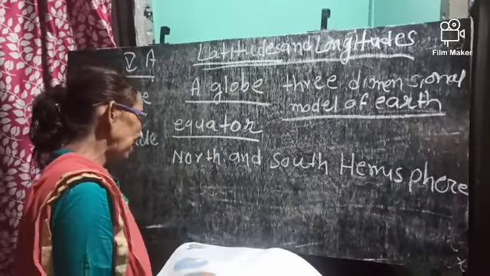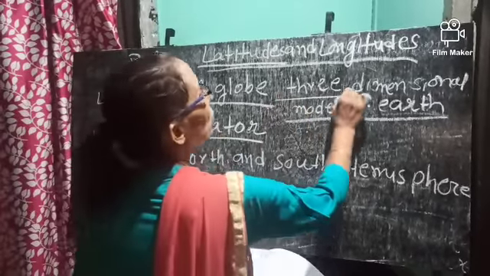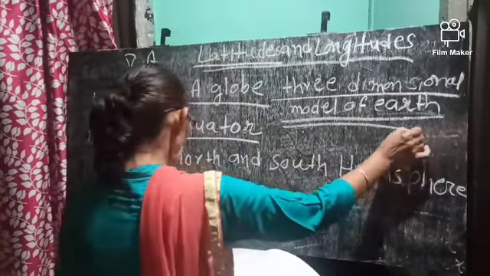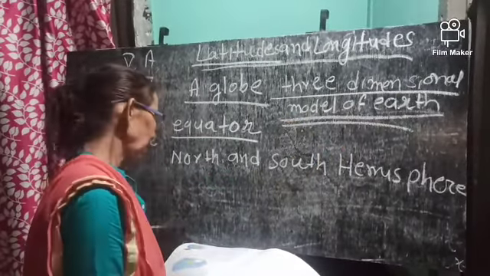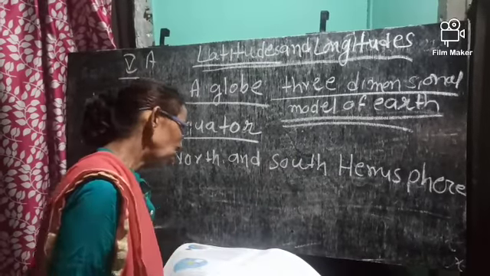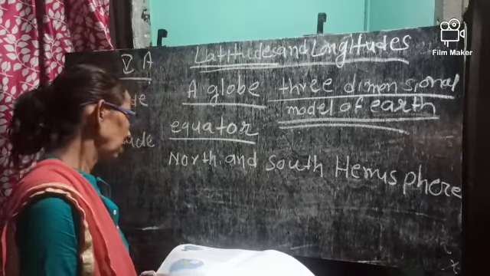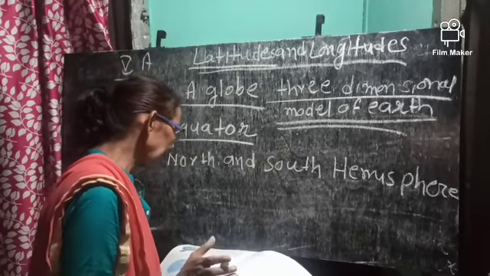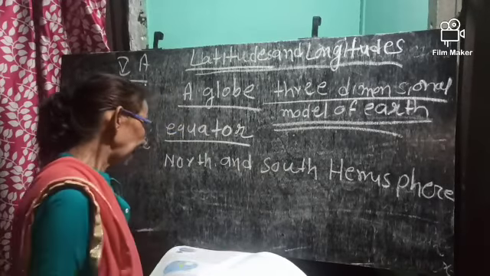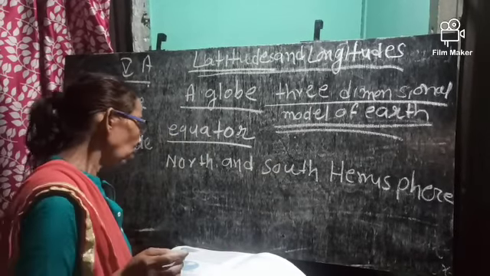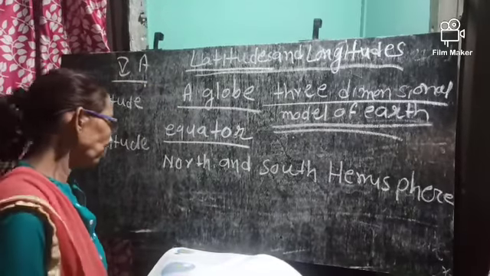A globe is a three-dimensional model of the Earth. Three-dimensional model of the Earth means the Earth is a sphere. The globe is a sphere too. The Earth rotates round its axis and the globe also rotates, and it is mounted on an axis. The rod on which the globe rotates represents the Earth's axis.